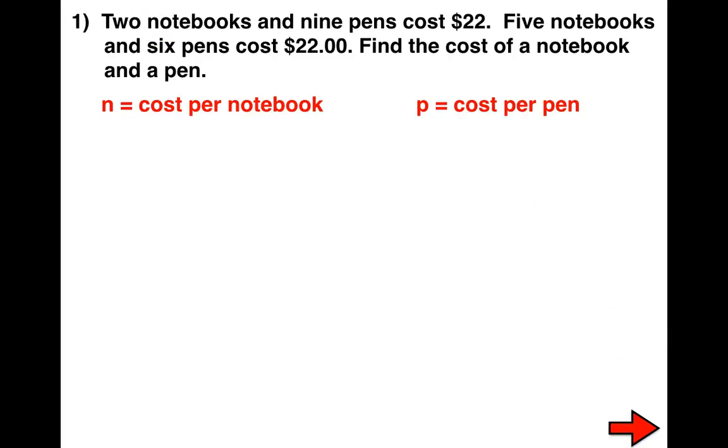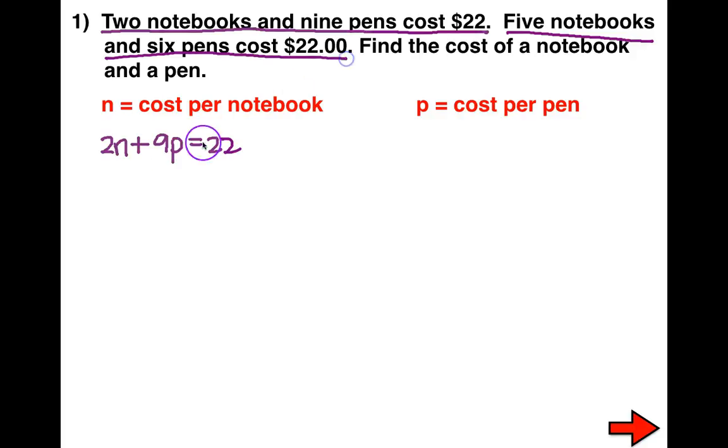So now that I have that, I'm going to go ahead and start creating my equations. So it says here 2 notebooks and 9 pens cost $22. So I'm going to go ahead and write 2 notebooks, which is 2n, plus 9 pens, which would be plus 9p, cost $22, so that's going to equal 22. And for the next equation, 5 notebooks and 6 pens cost $22 as well. So 5 notebooks plus 6 pens is going to cost $22.